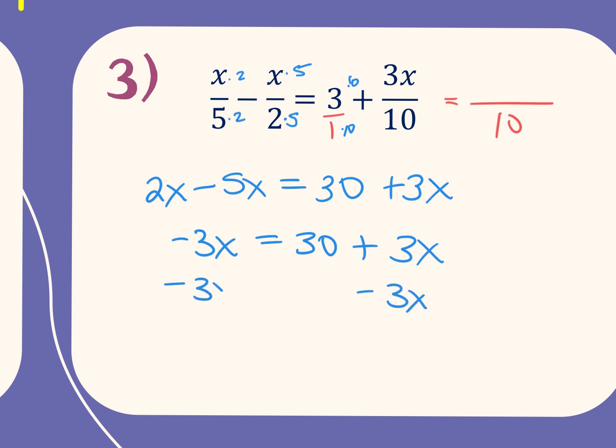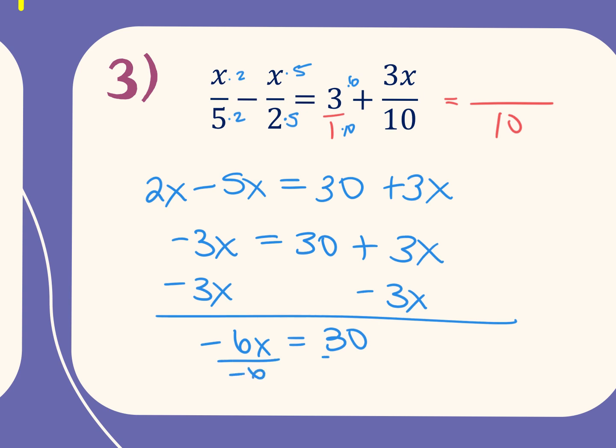If I move 3x over here, this becomes negative 6x equals what? 30. Divide both sides by negative 6. And what does x equal? Negative 5. Is this one a little easier to check? Yes. You guys are more likely to do it. I understand that. But you have to make sure that you check your answers.